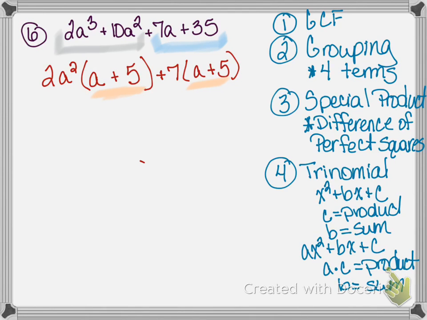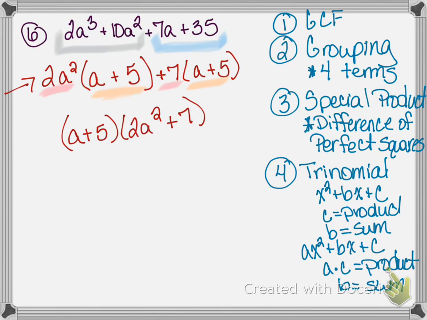Okay, they have to be the same. Then, a plus 5 is one of my binomials. You're not done. You're not finished. Okay, and then you have to put 2a squared plus 7. That is your other binomial.